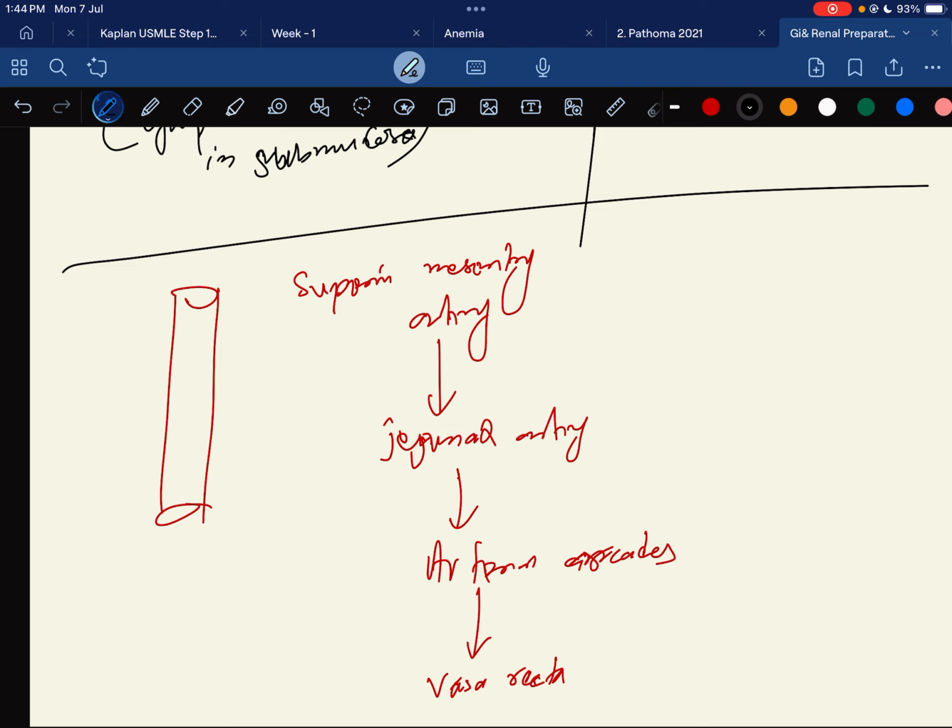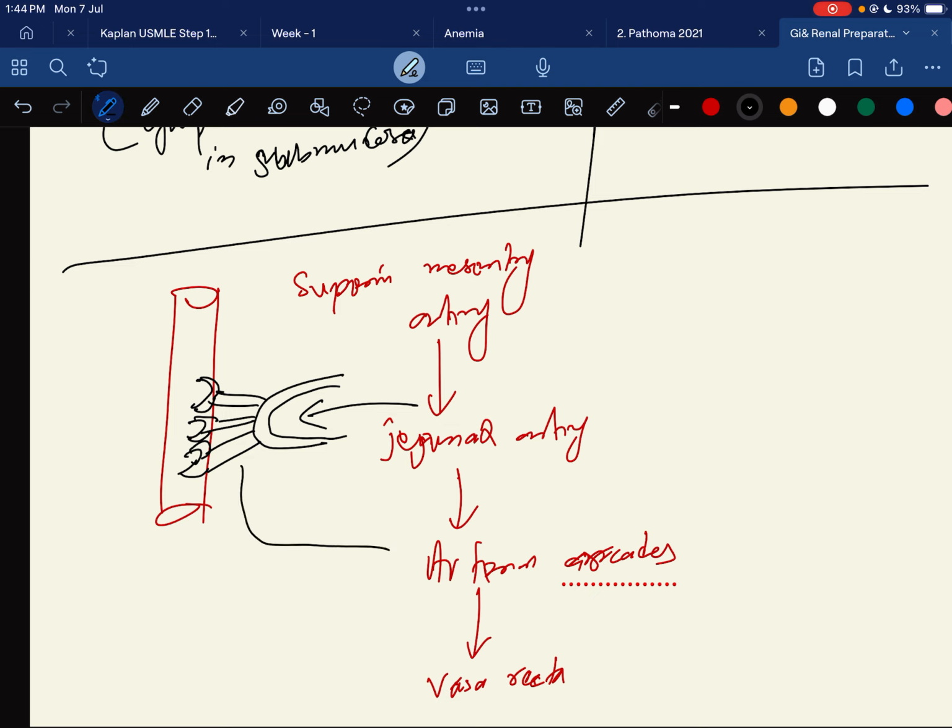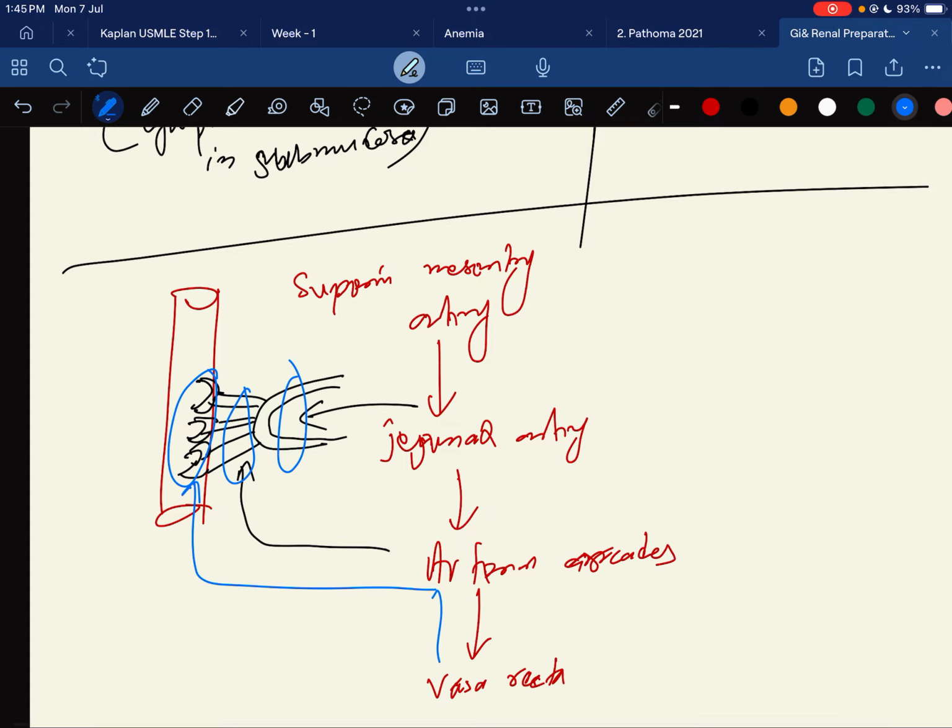So this is the artery, and this artery also gives some branches, and these branches give some arteries. This is a jejunal artery. And after that, these are the arterial arcades. And these small branches are known as vasa recta. These are vasa recta, these are arterial arcades, and this is the jejunal artery.